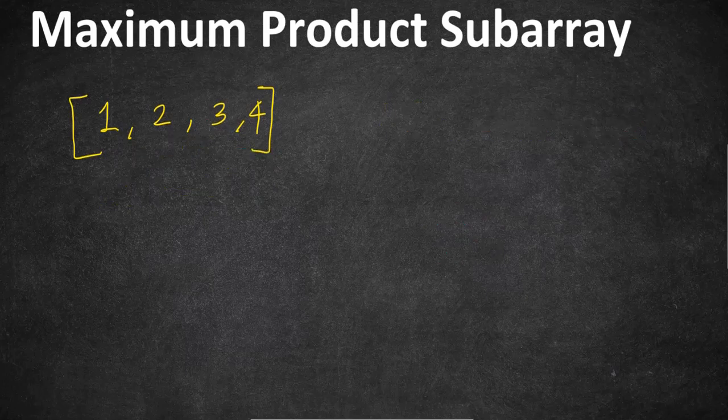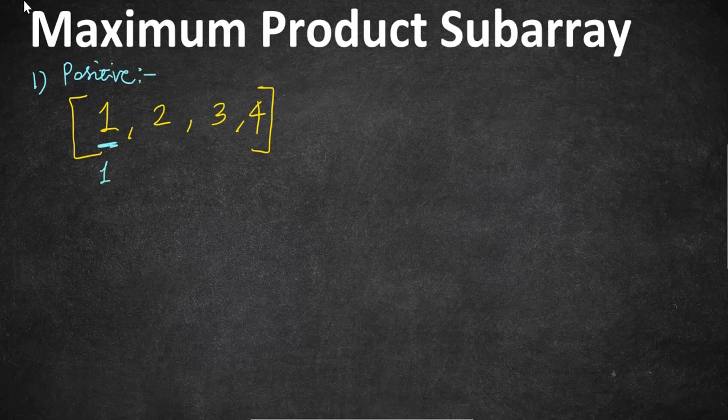So how are we going to do it? Let's start by considering each variant of input. The first scenario would be all integers are positive. In this case, whatever number you multiply with, the value is going to be increasing no matter what. For example, starting with the very first element, the product is going to be 1, the first two elements are going to have the product of 2, and then the first three elements are going to have the product of 6, and then finally 24. So no matter what, the product is increasing.